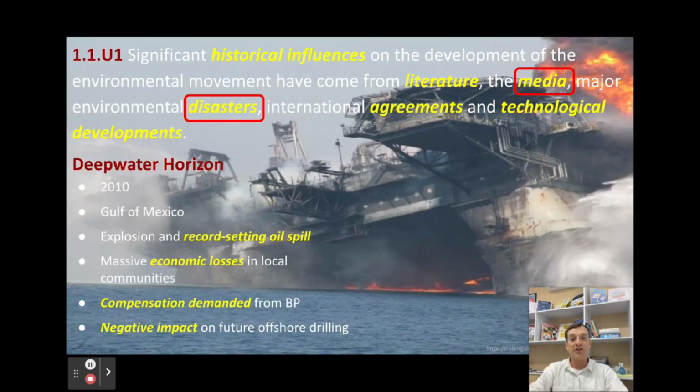The Deepwater Horizon explosion in the Gulf of Mexico in 2010 burned for many, many days. It was a record-setting oil spill. And it was updated on live television for hours and hours. And one of the things that came about from that is that it's had a negative impact on the future of offshore oil drilling. So it impacts the value of resources, which we'll touch on in another part of the syllabus as well.